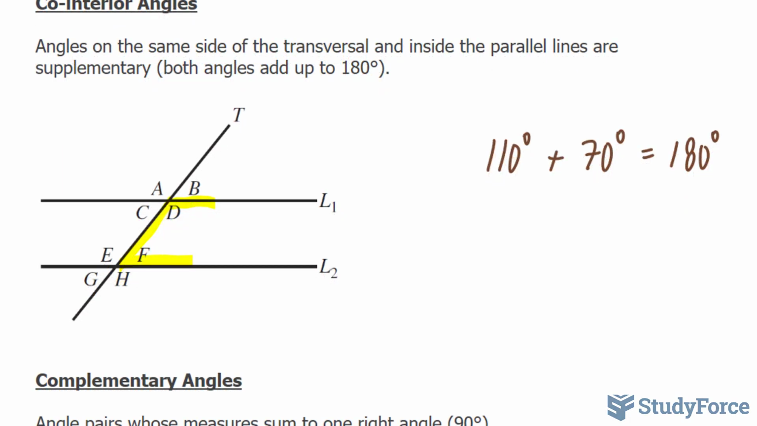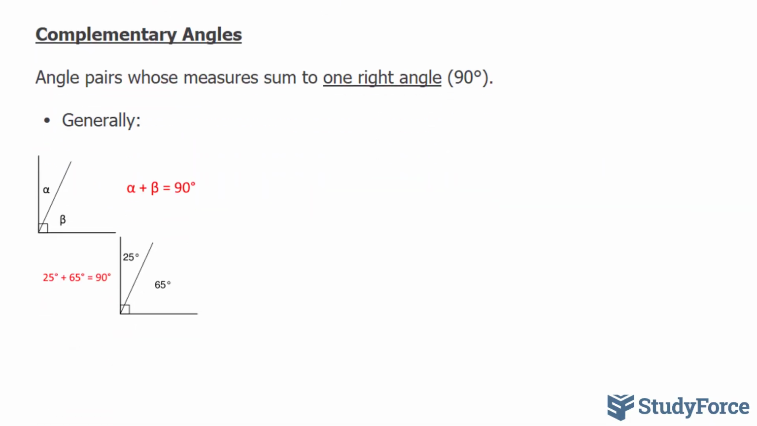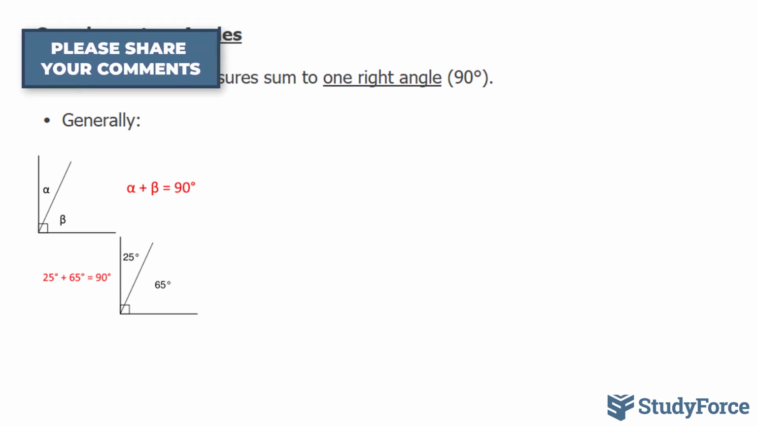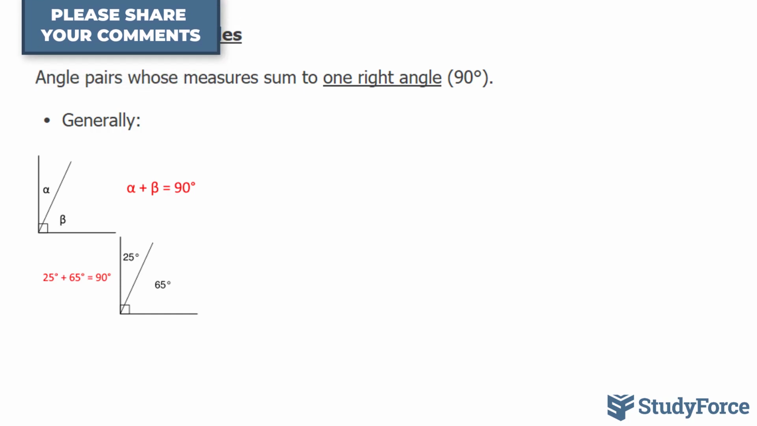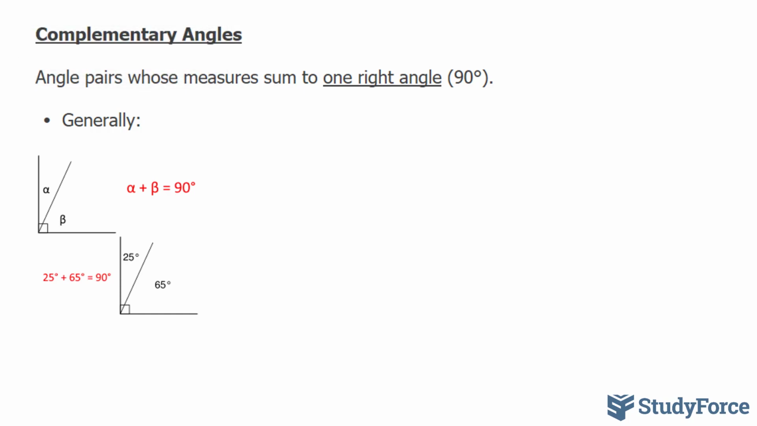Finally, the last relationship, which is not found in the diagram, though it's an important one, are complementary angles. These are angles whose measure sum up to one right angle. A right angle is 90 degrees. In other words, if we have a 90-degree angle, such as the one you see, this angle plus this angle has to equal to 90 degrees. Here's an actual example. If this is 25, then that is 65. Therefore, we can say 25 degrees plus 65 degrees is equal to 90 degrees.